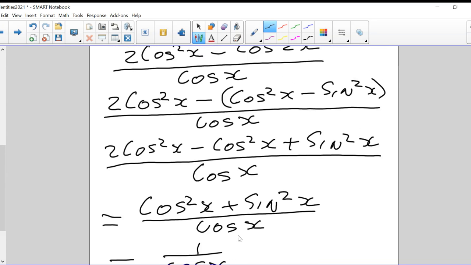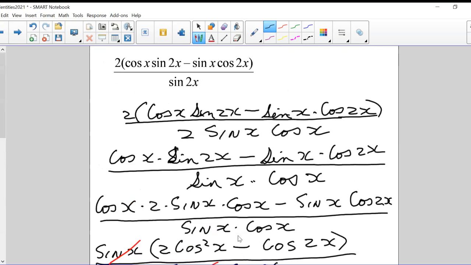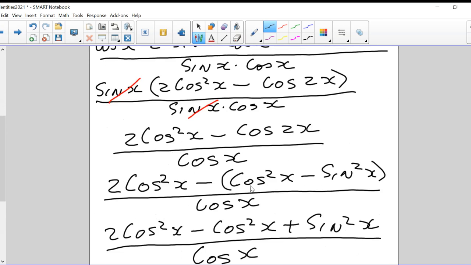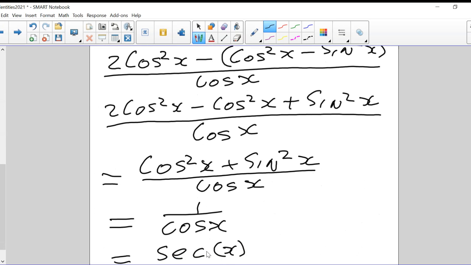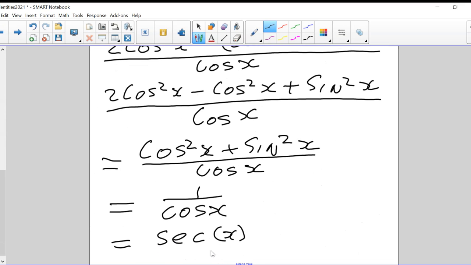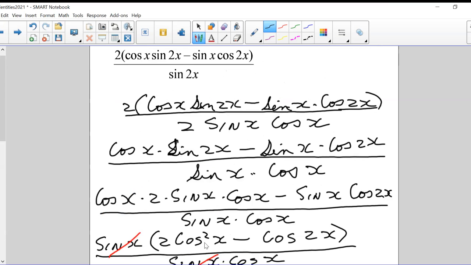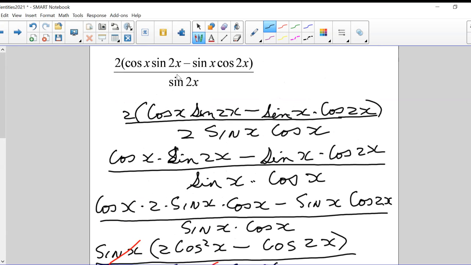So at the end of the day, this beast, this ugly looking thing here, this monstrosity, turned out to be a meek and mild secant x. That's all it is in disguise. It looks like it's bigger than it really is. Right? It's just secant x in disguise. We tame this monster. This thing is no more than secant x in disguise, is really all it is.